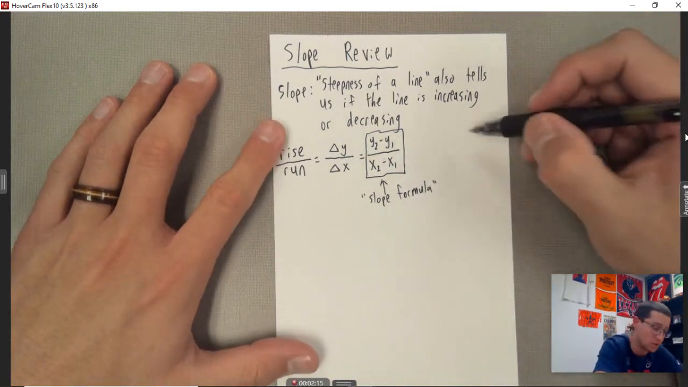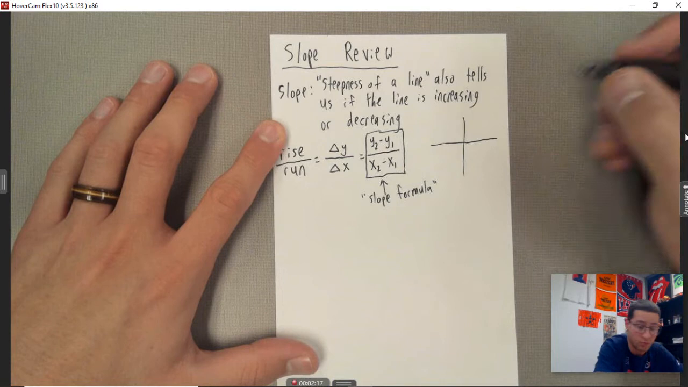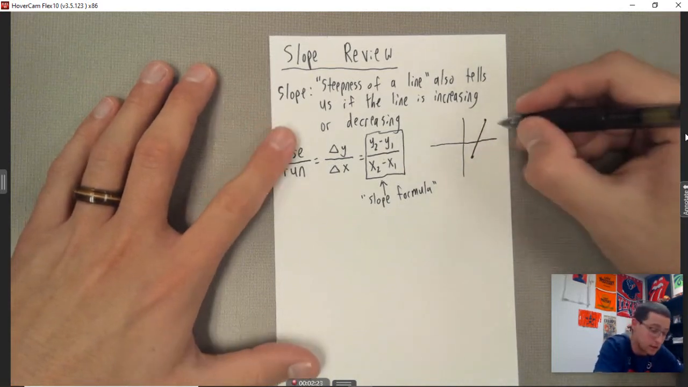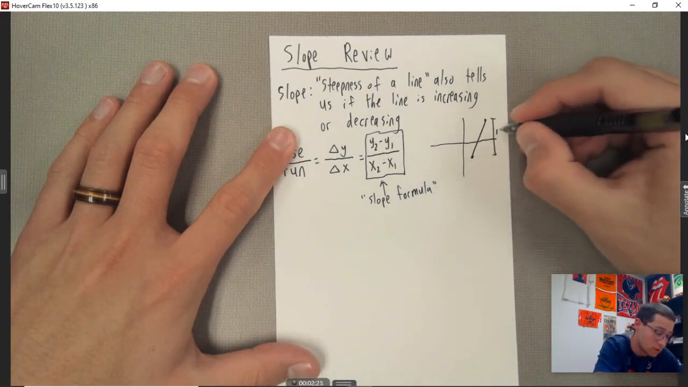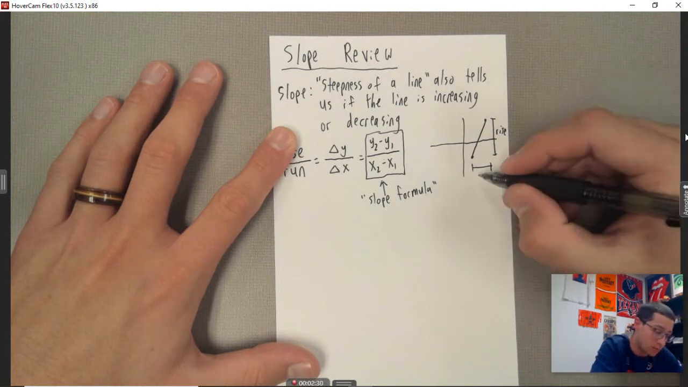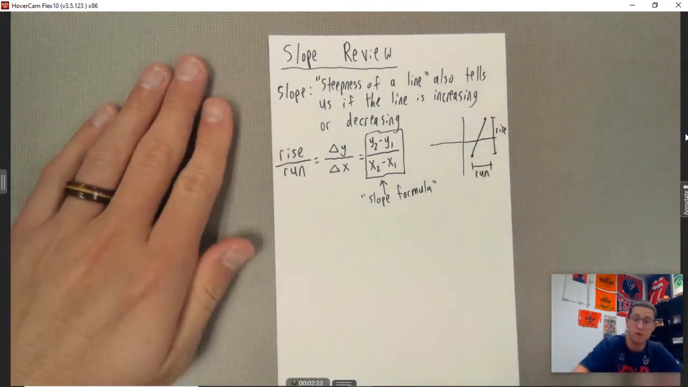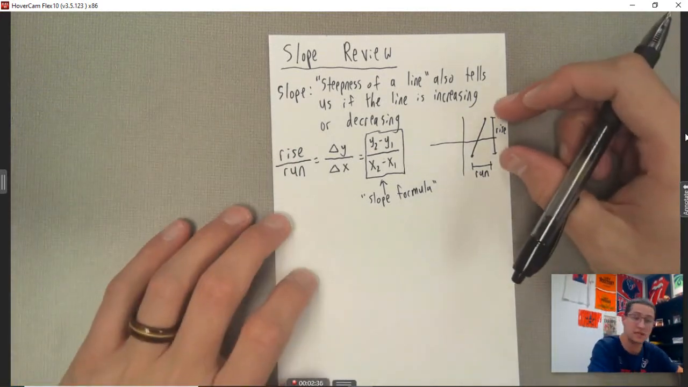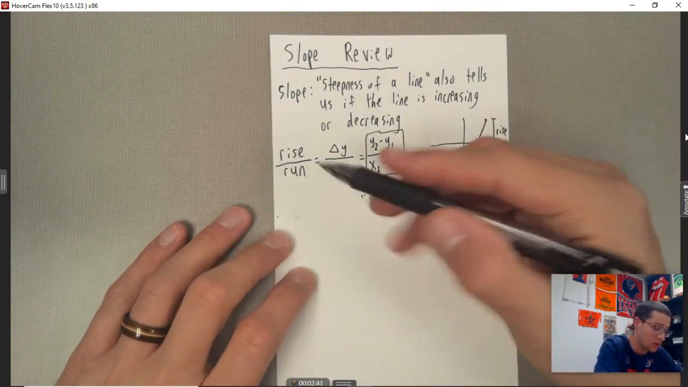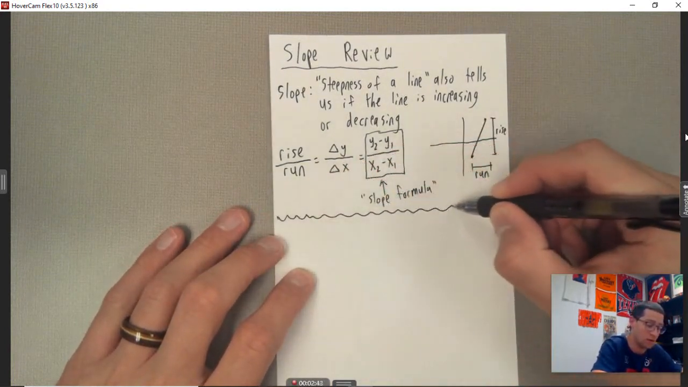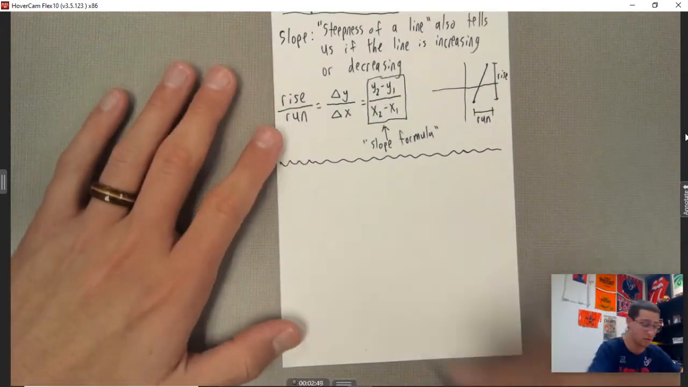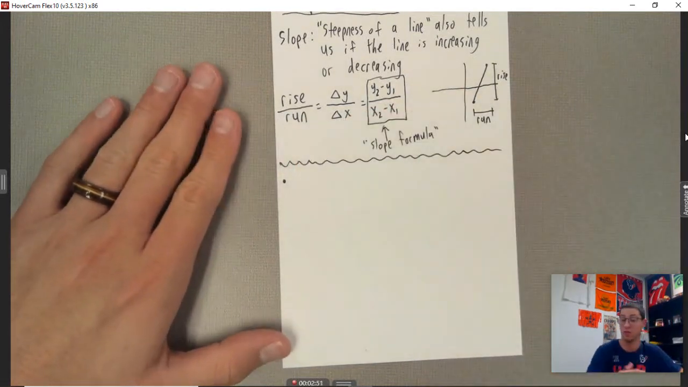Then just to give you a visual, also understand that we're working with points. So if this was the line, the rise would be this part, and the run would be this part. So the rise over the run, I would take this portion and divide by this portion. So that's a quick info bit on slope.